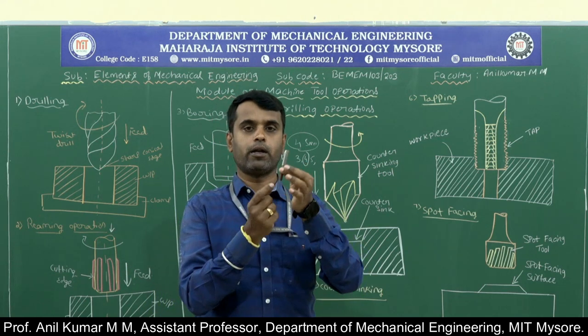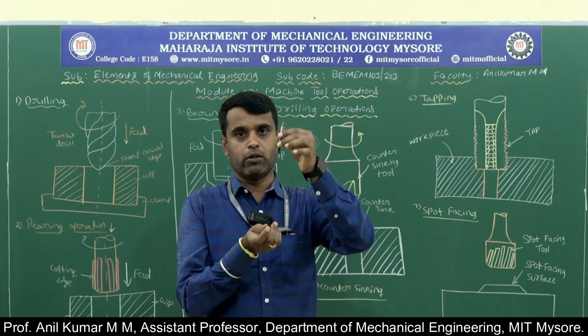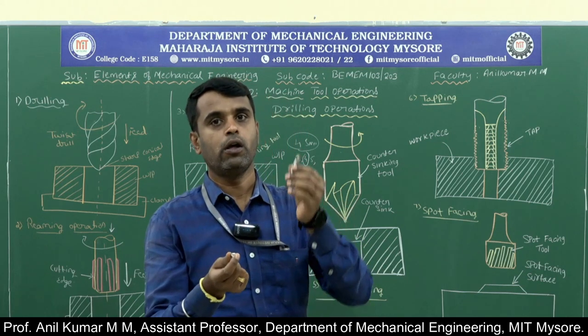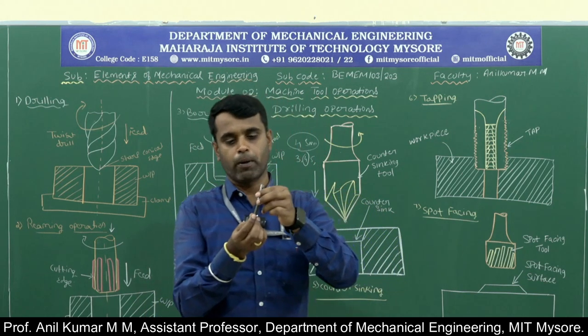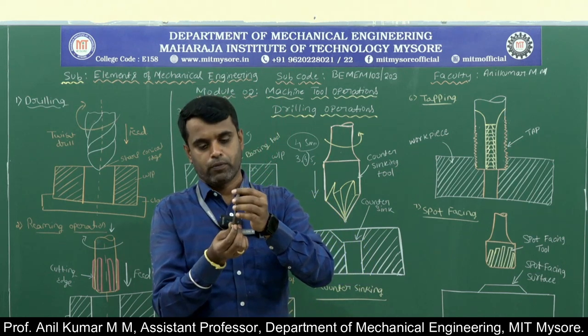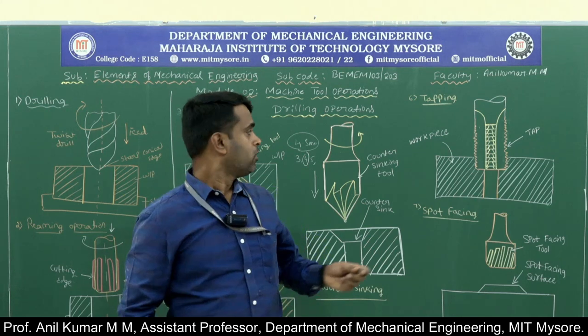In the tapping tool, the threads will be formed on the periphery of the tool, and it is in the standard size. First you have to drill the hole slightly smaller than the tapping tool, and then with the help of this tapping tool we can produce the internal threads on the cylindrical hole.